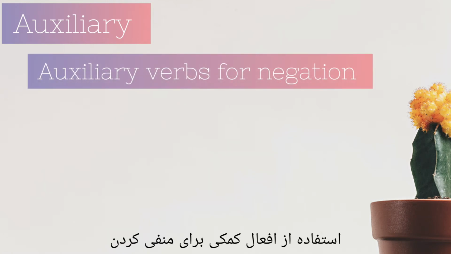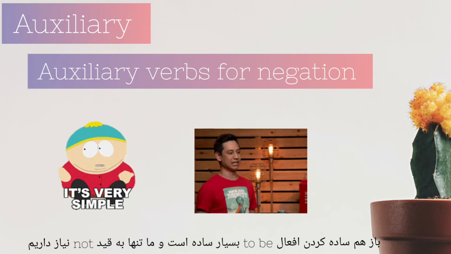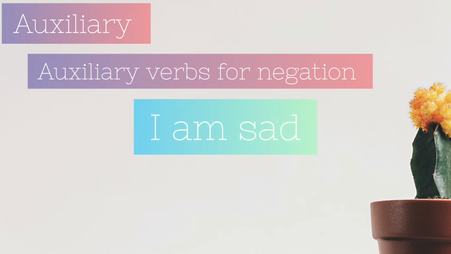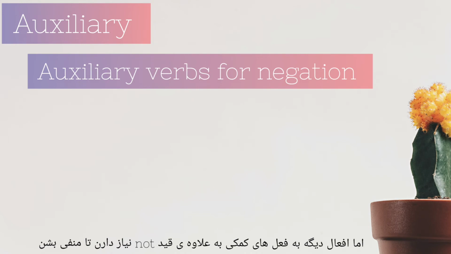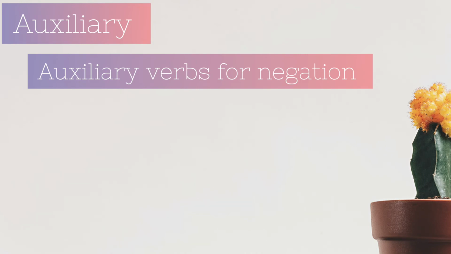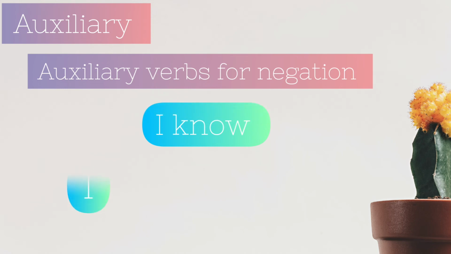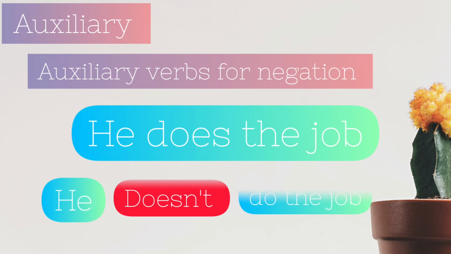Using auxiliary verbs for negation. Again, negating to-be verbs is very simple, and we just need the adverb not. I am sad. I am not sad. But other verbs need an auxiliary verb plus the adverb not to be negative. She ate. She didn't eat. I know. I don't know. He does the job. He doesn't do the job.